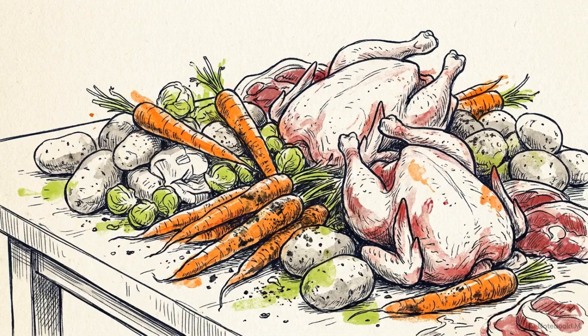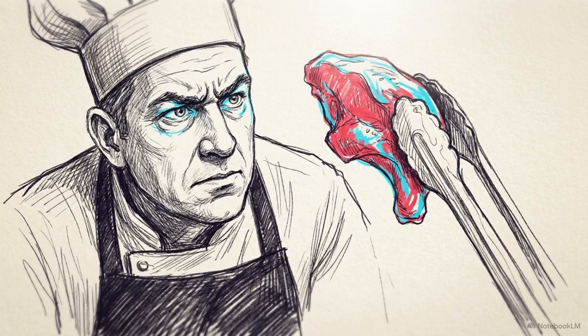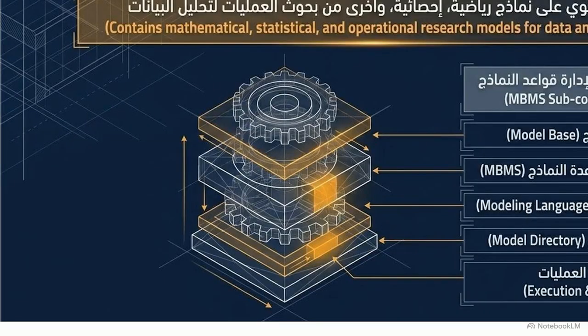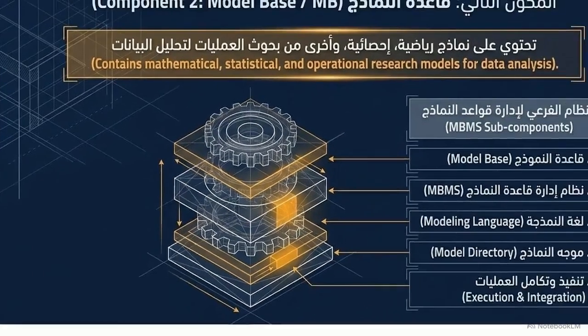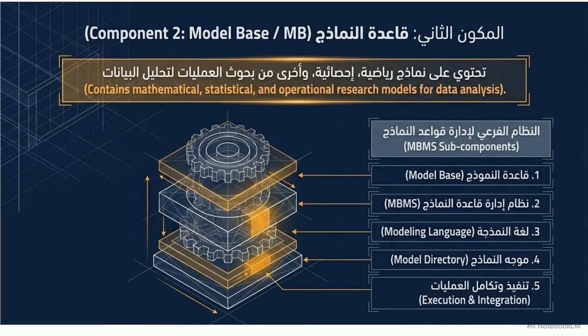Having a massive stockpile of ingredients is a necessary first step, but raw data, just like raw chicken, isn't very helpful until you have a way to actually cook it. This brings us to the second component, the model base, seen as a stack of mechanical gears. It's the engine that processes raw information. Reading the top description, this engine relies on mathematical and statistical models, crunching numbers to find complex patterns.